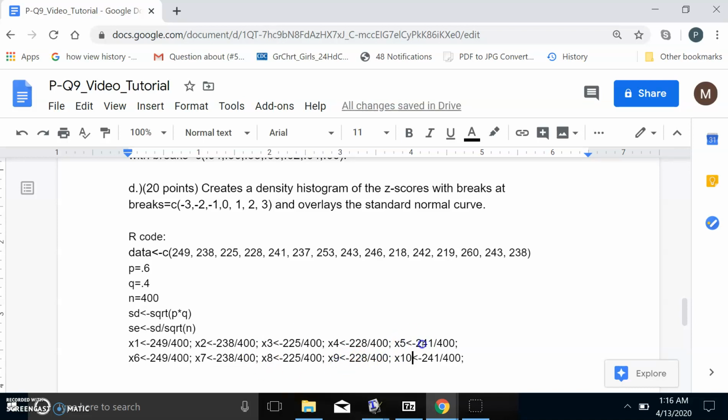Our last one was 241, so the next one will be 237. It'll be 237 here. The next one will be 253, the 253 goes here. Next will be 243, 243. Next one will be 246, here, 246. And the next one would be 218.